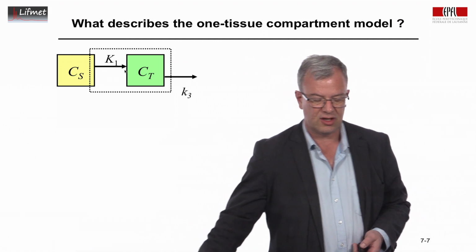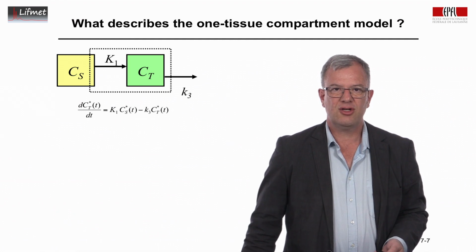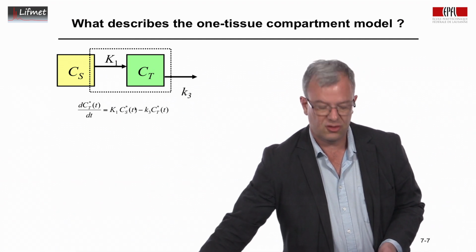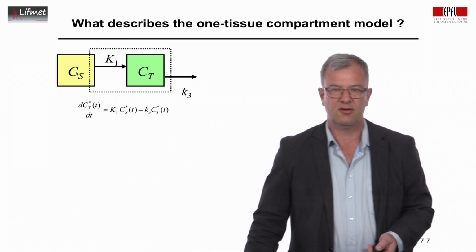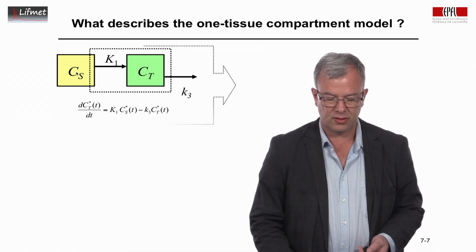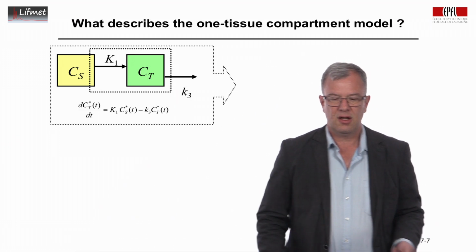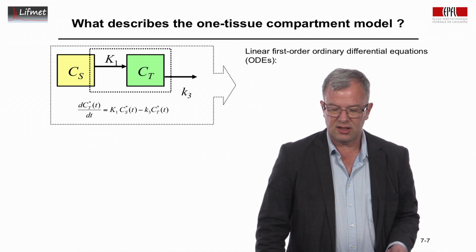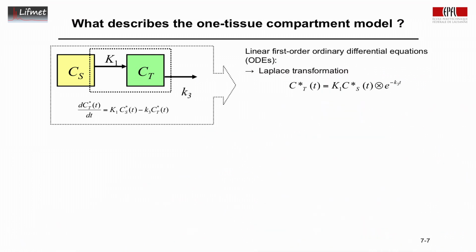We have the two concentrations in the tissue pool, and we just established the equation that describes the rate of change in labeled molecules in the tissue as a function of the change in labeled molecules in the substrate, for example in the blood or the precursor. So this is a linear first order ordinary differential equation, and this can be solved mathematically by using the Laplace transformation.